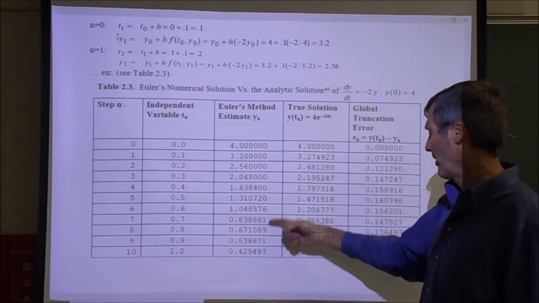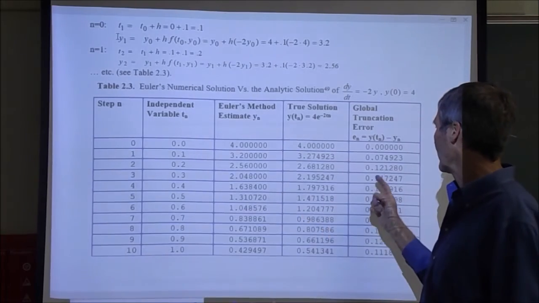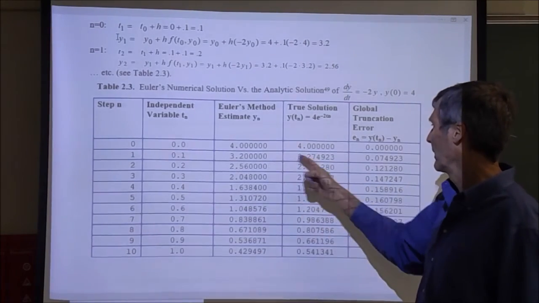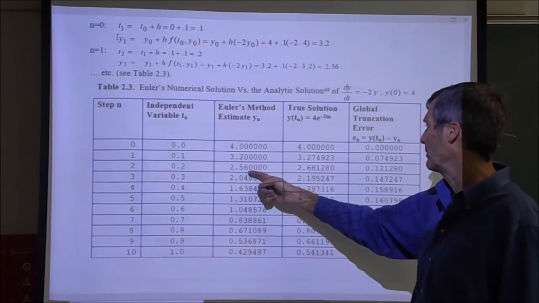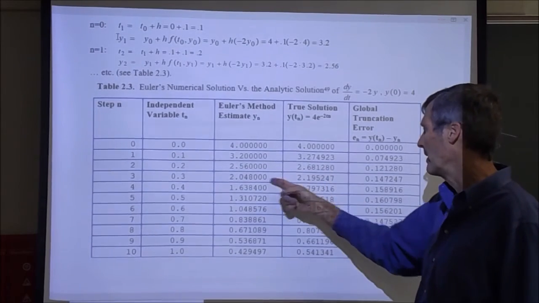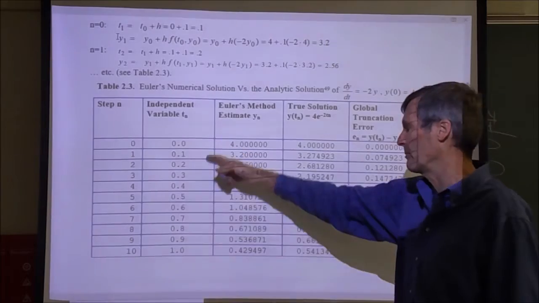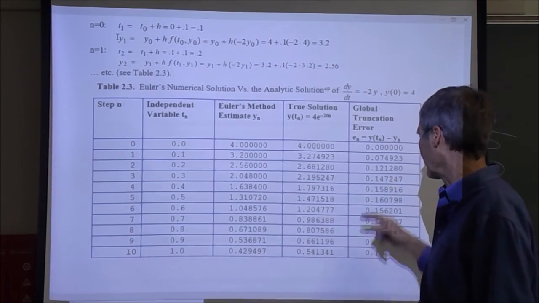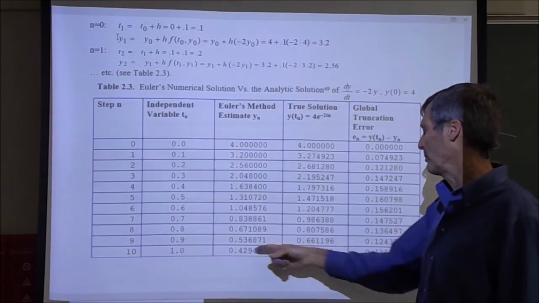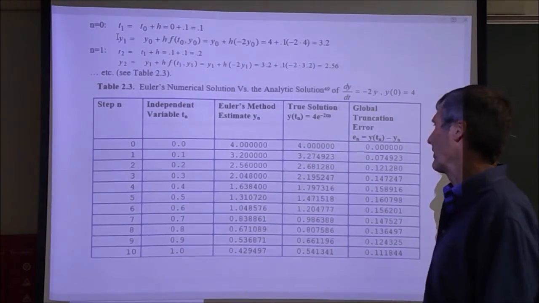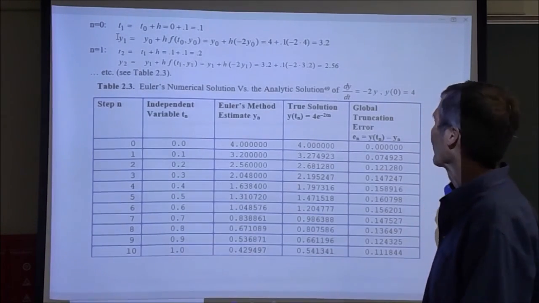Euler's method gets you initially pretty close, right? 3.2 to 3.27, 2.56 versus 2.68. But as you keep going on, it tends to get further. By taking the step size smaller, you would have gotten closer than this. Here's the list of errors. You just subtract these. If you take the absolute value, that's the absolute error.